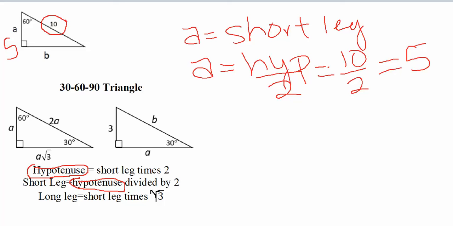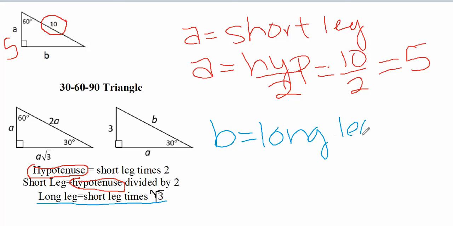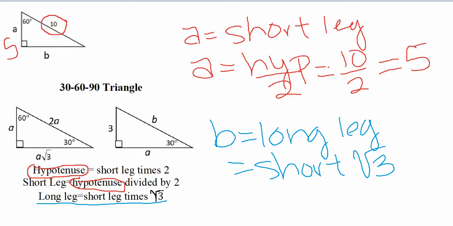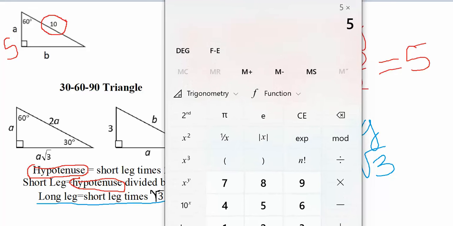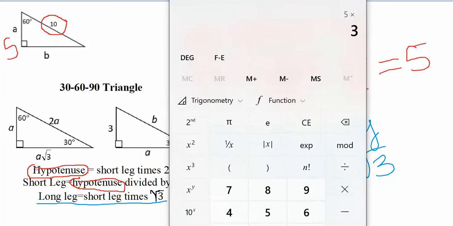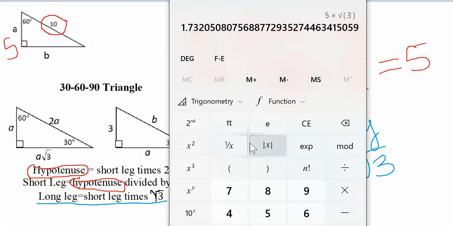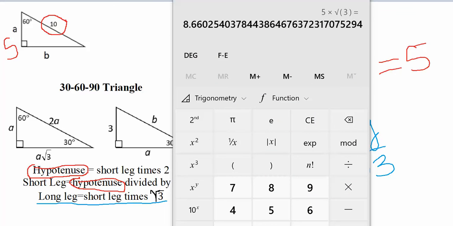Once I have A, the short leg, that's going to allow me to find the long leg. The formula says that the long leg is equal to the short leg times the square root of 3. So that's B, which is the long leg. Short times square root of 3 means 5 times the square root of 3. We're going to use our calculator to change that to a decimal. 5 times the square root of 3 is equal to 8.66.